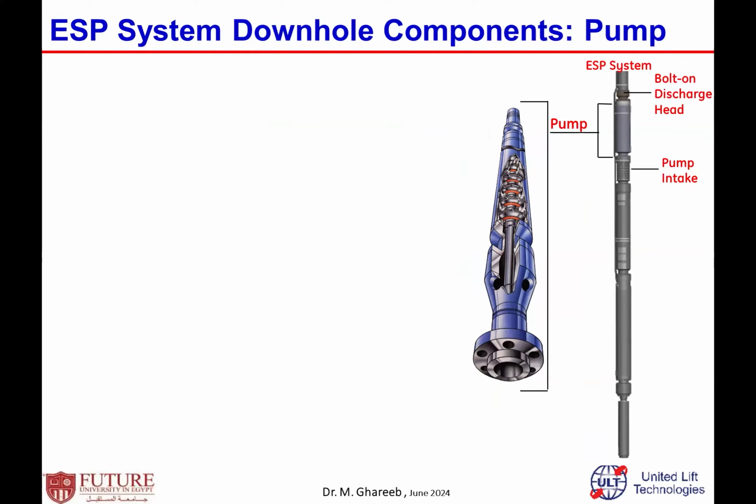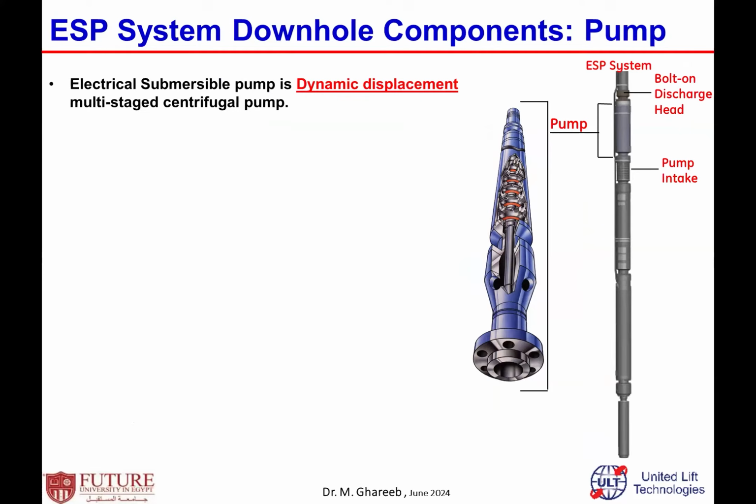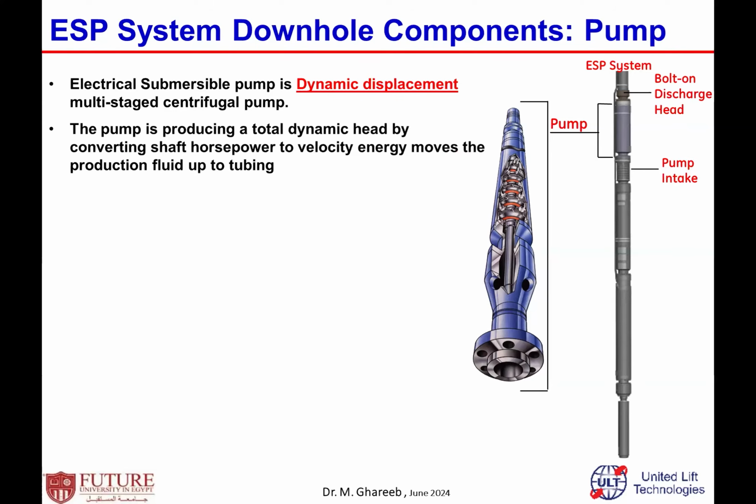How do these downhole pumps work and run? The electric submersible pump, as I mentioned previously, is a dynamic displacement pump. A dynamic displacement pump consists of more than one stage to produce the required fluid with a certain head. It is a dynamic displacement, multi-stage pump. The main principle of operation is that it is a centrifugal type of pump. The pump produces total dynamic head by converting energy: the motor shaft is rotating.